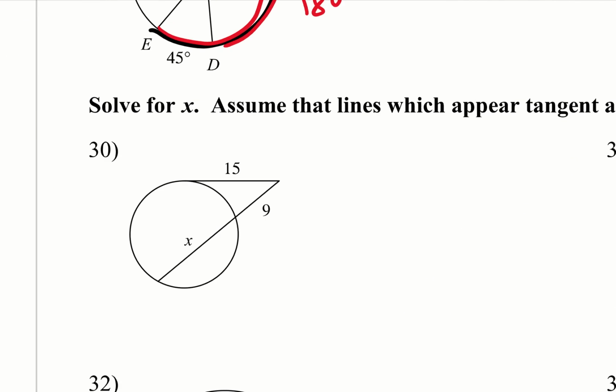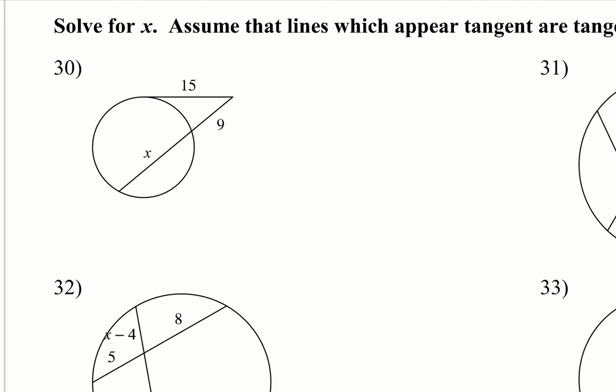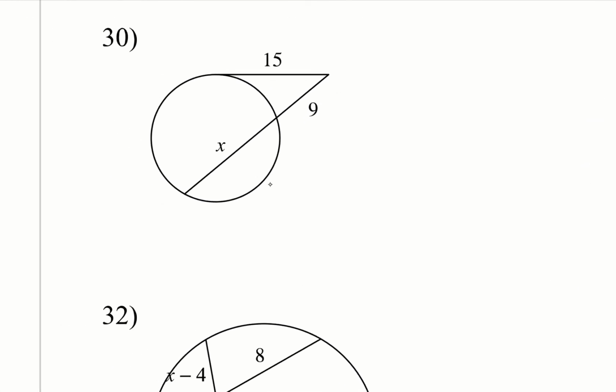All right, so for number 30. Number 30, solve for x, assume that lines which appear tangent are tangent. So this time we're looking for segments on the outside, not angles. So what we want to do is take the product that has to be constant.